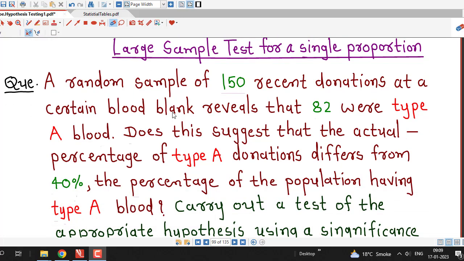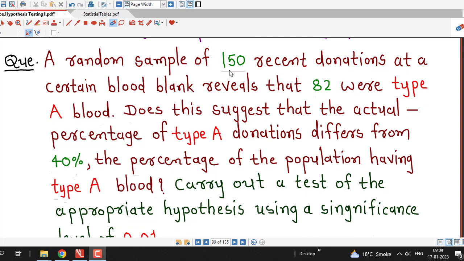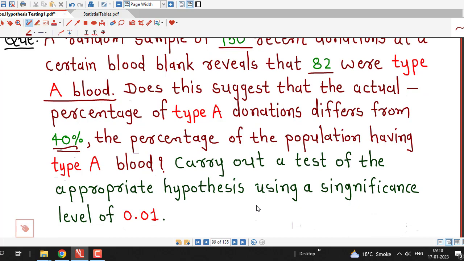So first we understand what this question is about. A random sample of 150 recent donations at a certain blood bank reveals that 82 were type A blood. Does this suggest that the actual percentage of type A donations differs from 40%, the percentage of the population having type A blood? Carry out a test of the appropriate hypothesis using a significance level of 0.01.